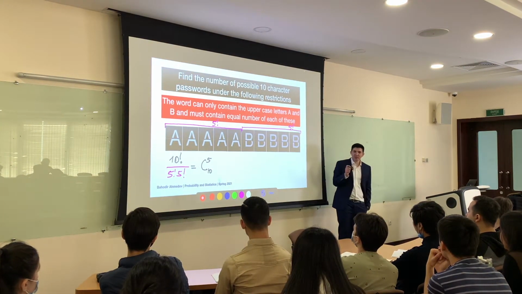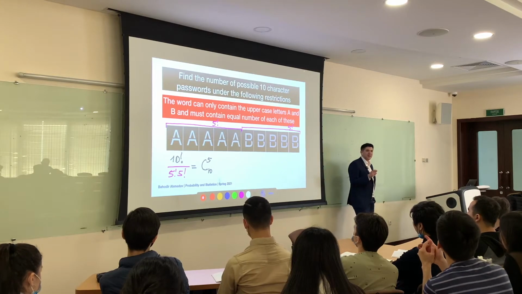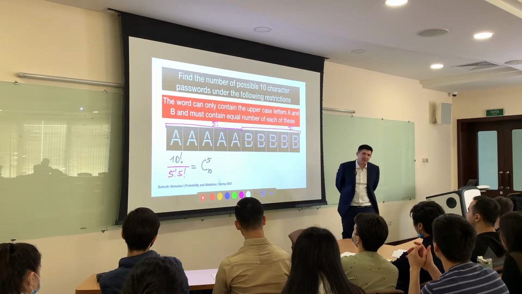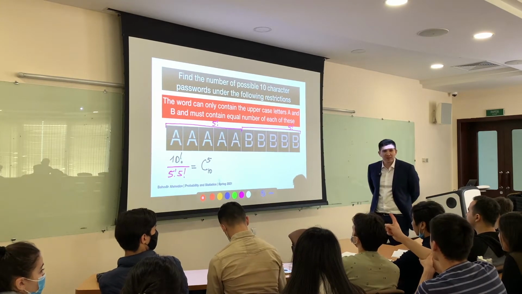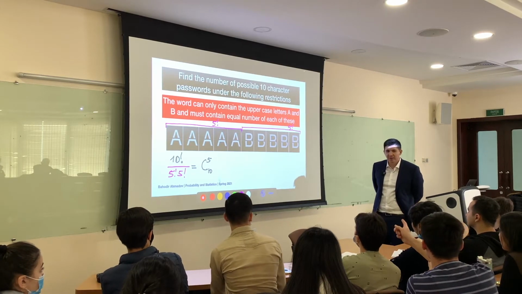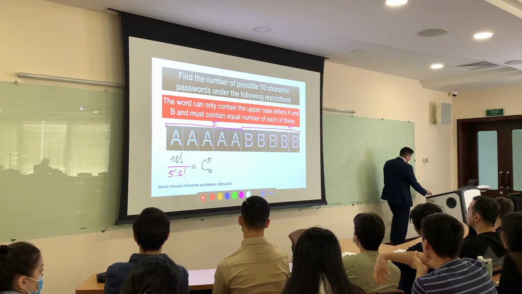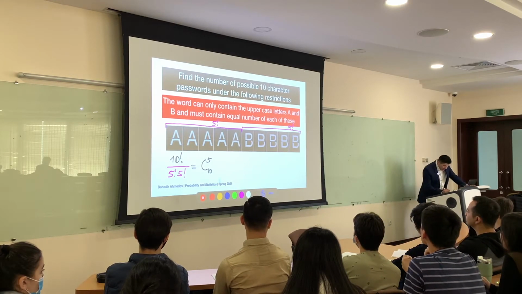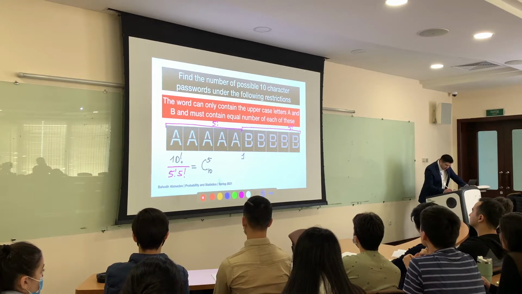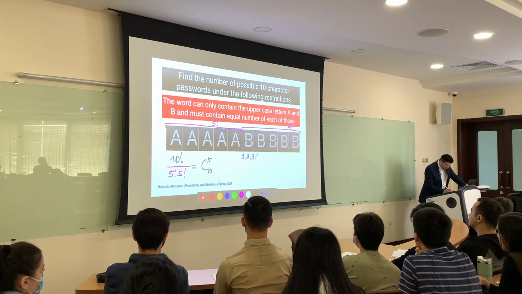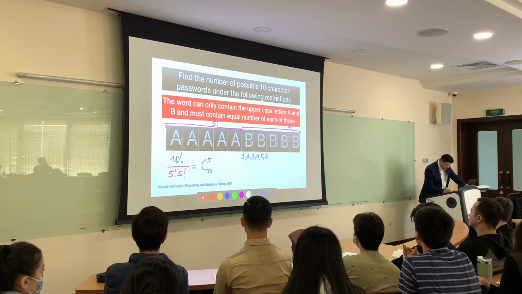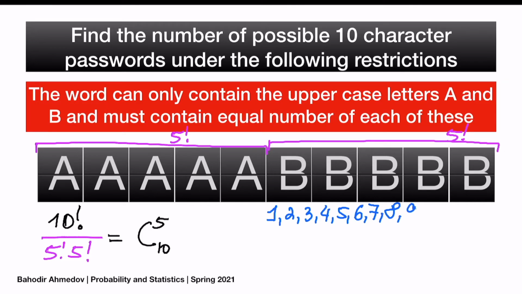Do you understand the question? Yeah? Do you have an answer? I guess we have to choose 5 places where we can place A out of 10. Yeah, exactly. So what I want is, I'm going to have 10 digits: 1, 2, 3, 4, 5, 6, 7, 8, 9, 10. And now I'm going to choose 5 of them, any 5 of them, in any order.